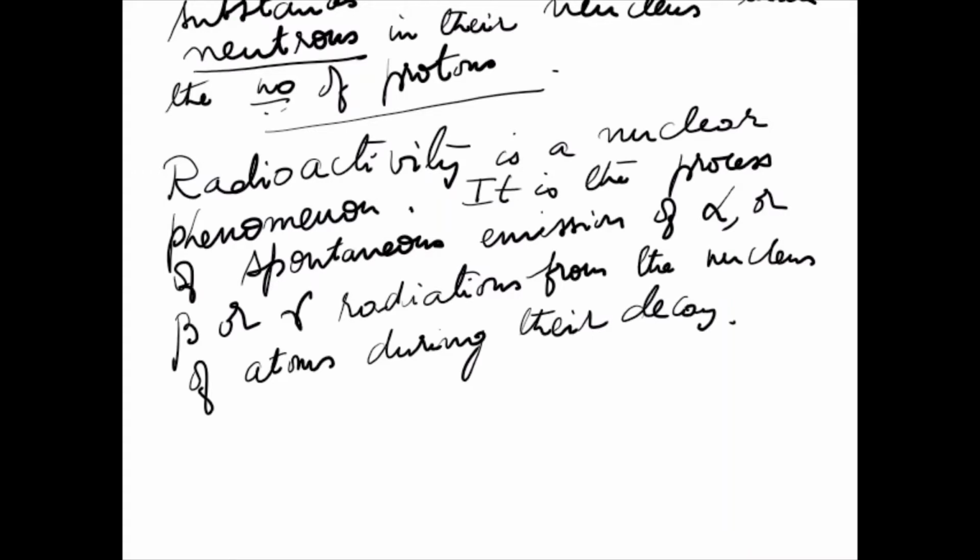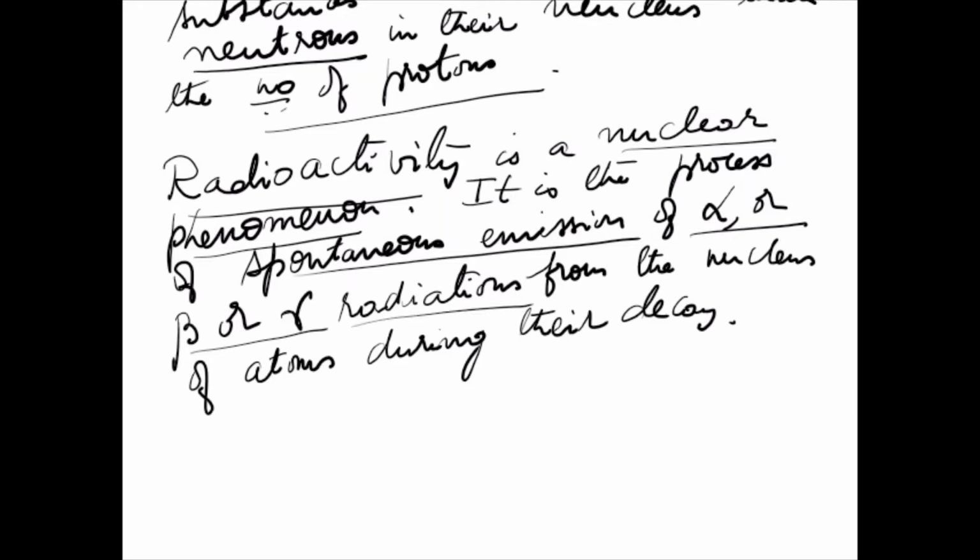Is it clear? First of all, radioactivity is a nuclear phenomenon. Why? Because the nucleus, or the neutrons in the nucleus, are responsible for this phenomenon. And it is the process of spontaneous emission of alpha, beta or gamma radiations from the nucleus of atom during their decay. Okay. So from a radioactive substance containing a very large number of atoms, there is no way to know when or which nucleus of the atom will decay at any particular moment.